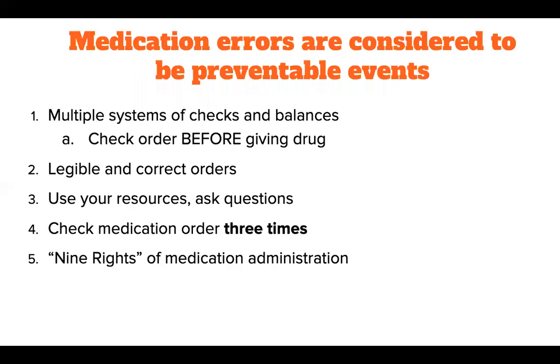Medication errors overall are considered to be preventable events. This is because we have all of the tools we need to prevent them. There are multiple systems of checks and balances. We need to check the order before giving the drug. We could ensure legible and correct orders. If you're unable to read the order, call for clarification. Use your resources, ask questions. Prefer that you get a drug guide or use an electronic drug guide while you're working. It's preferable to asking a friend. Even if you trust them, the drug guide's going to be more accurate.